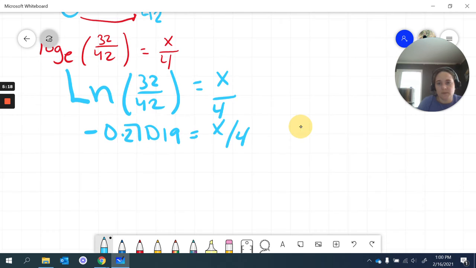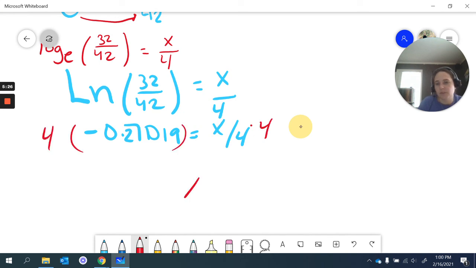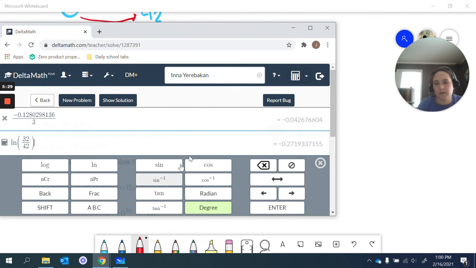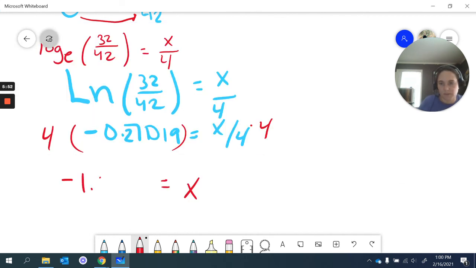Okay, I'll double check what that's supposed to be. But then what you're supposed to do is undo this division, multiply both sides by 4, and you get your final answer. So back to my calculator. We're going to now take this answer and multiply it by 4. Can I just hit times 4? I think I can just hit times 4 here. Negative 1.087. This 7 is going to round that 8 up to a 9.